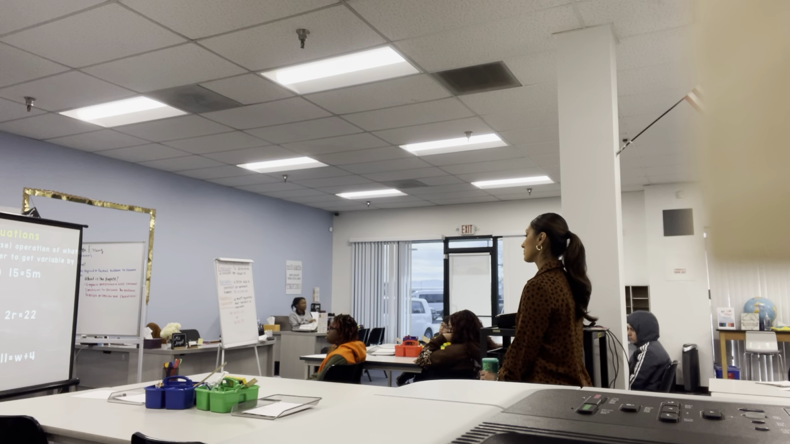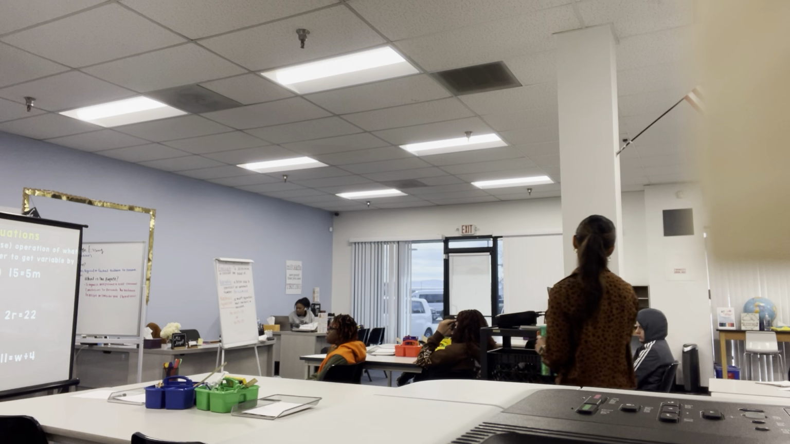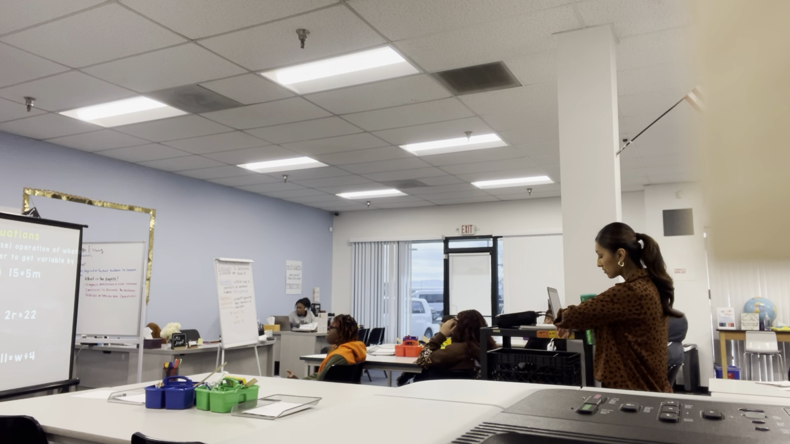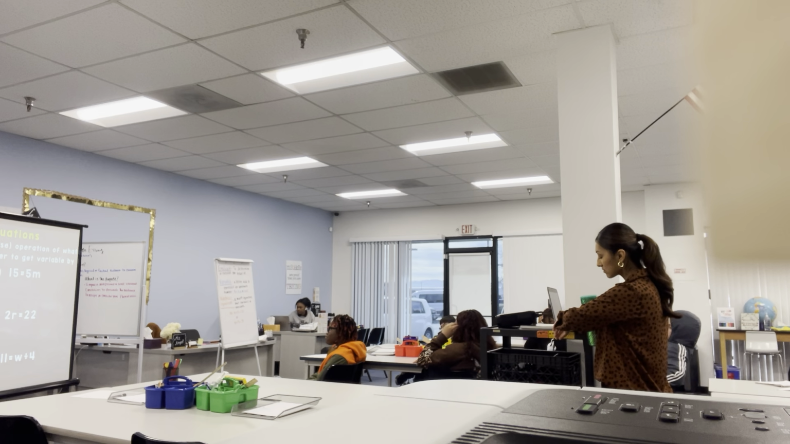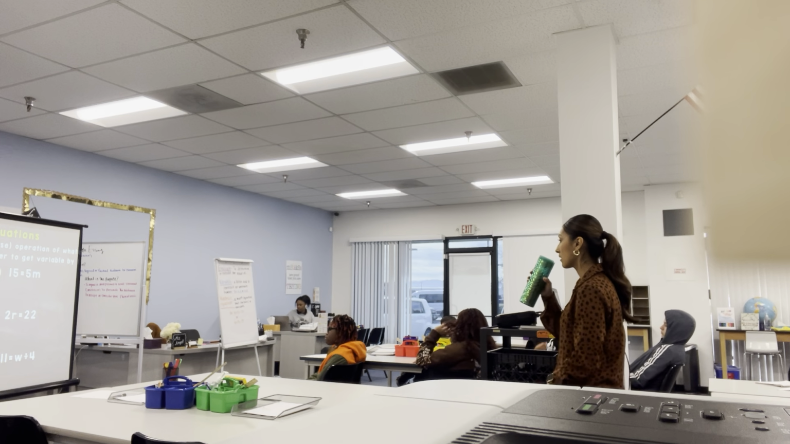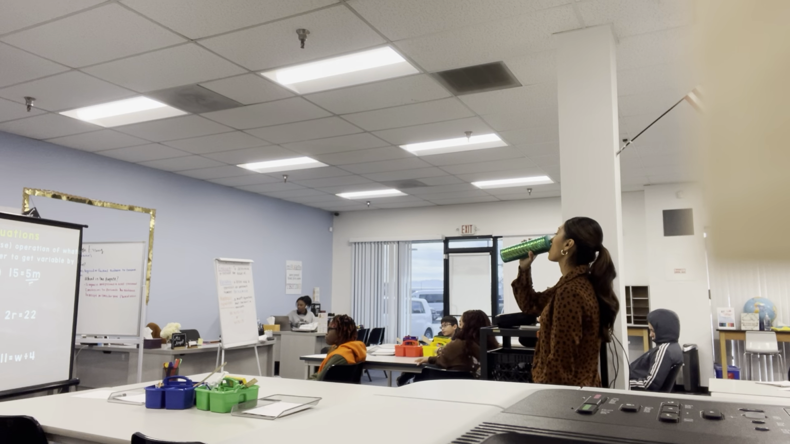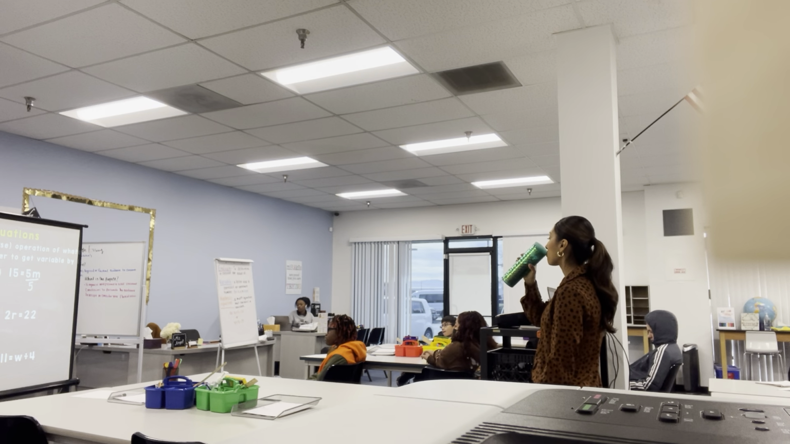Number 4, we have 15 equals 5m. Now a number right next to a variable or a letter means multiplication. So we're multiplying by 5 here. So the opposite of multiplying by 5 would be dividing by 5. That would give us our m by itself.